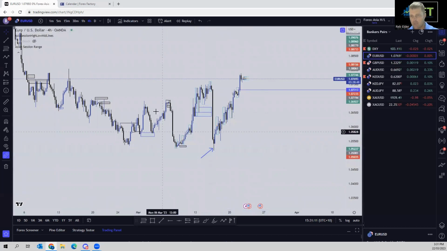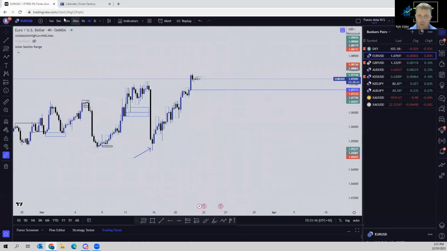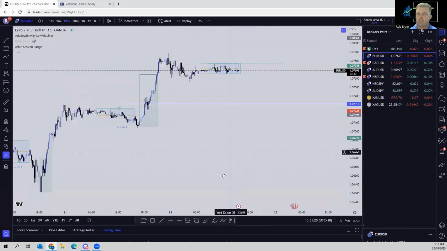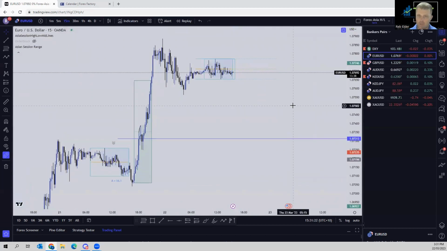higher highs, higher highs mixed with a 15-minute bullish structure. We're looking for bullish trades on the 15-minute.